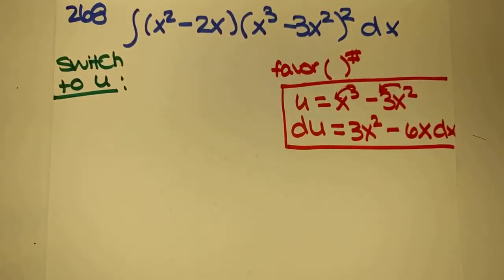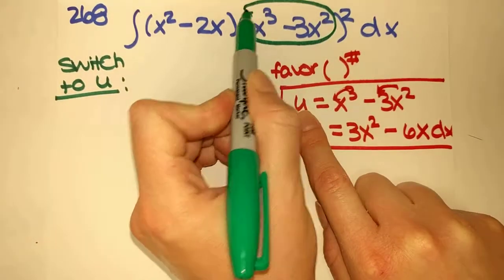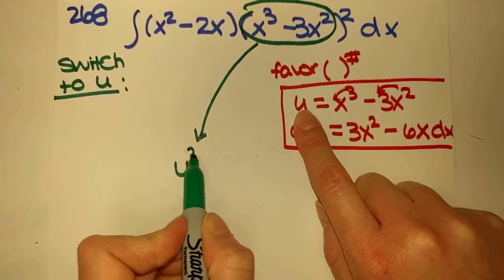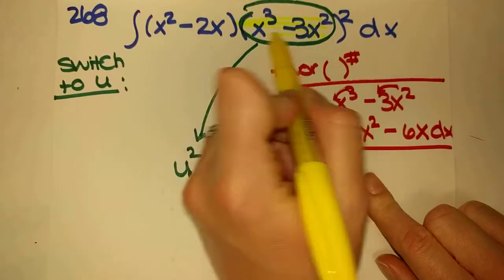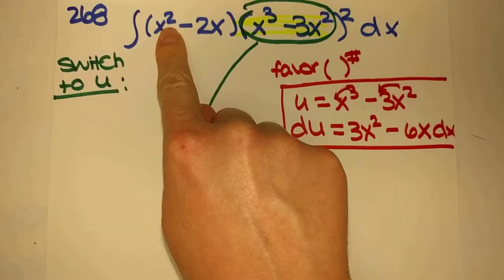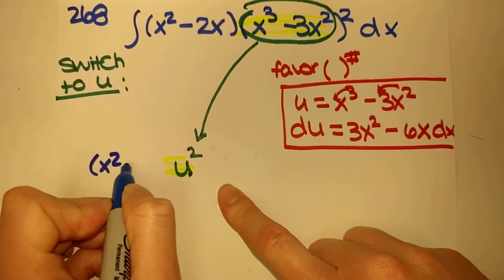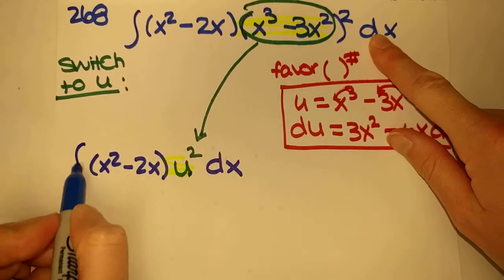All right, so I start off with the most obvious thing. I start with u, and I say that x cubed minus 3x squared, that is my u. So that will be u to the second power. Now if I make that replacement, I still have this x squared minus 2x, and I still have this dx.